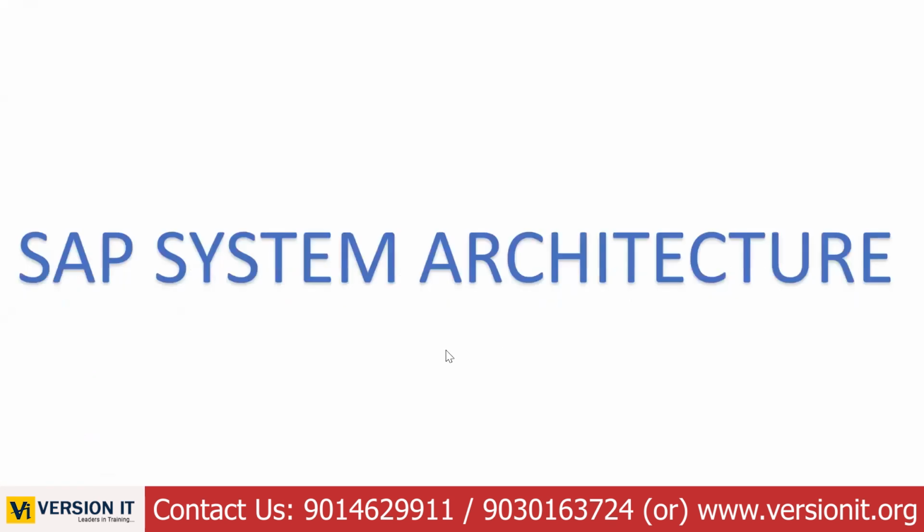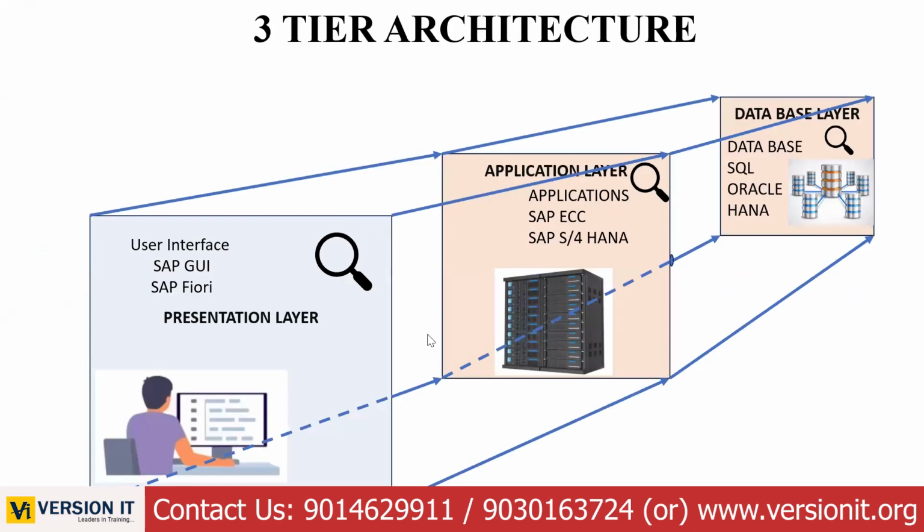So it is a very simple thing actually. There is a concept called three-tier architecture. In three-tier architecture, we will have three tiers. One is the presentation layer. The presentation layer is nothing but that from which we will access the SAP system. It is nothing but your mobile phone.